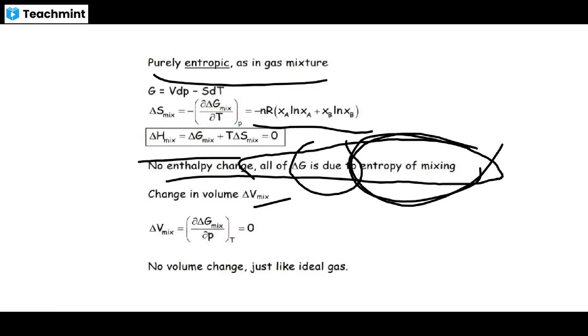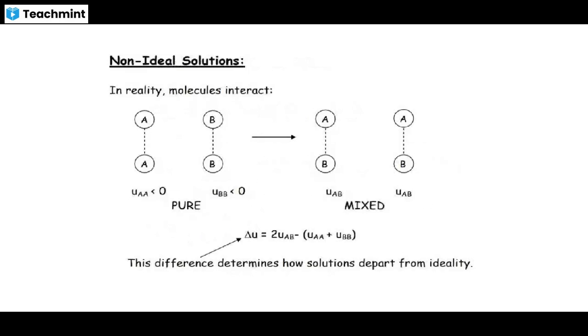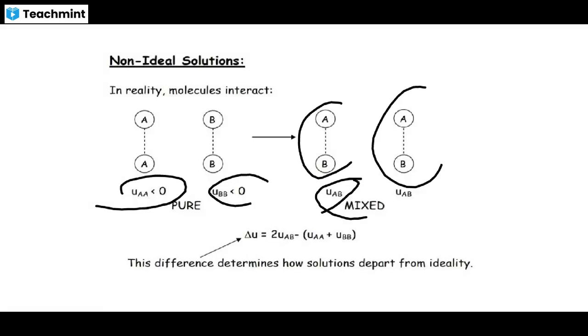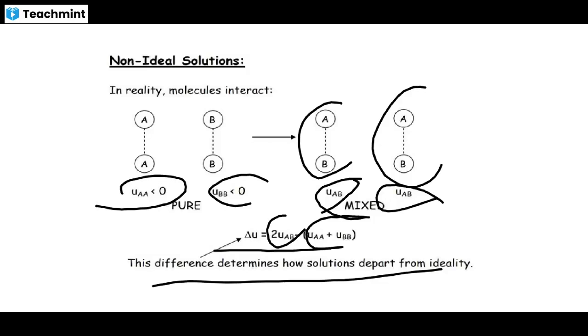Now take a non-ideal solution. In reality, molecules interact. So take A and B. For the pure state, the chemical potential is less than 0. For mixing, this is for AB, mu AB in the mixed state. The change in chemical potential is product minus reactant. This difference determines how the solution departs from ideality.